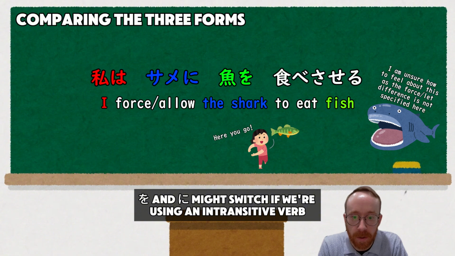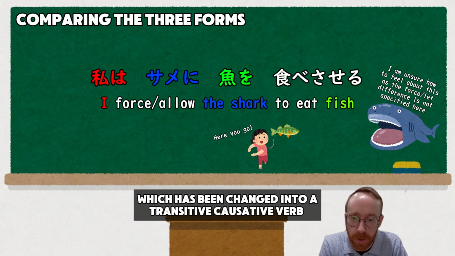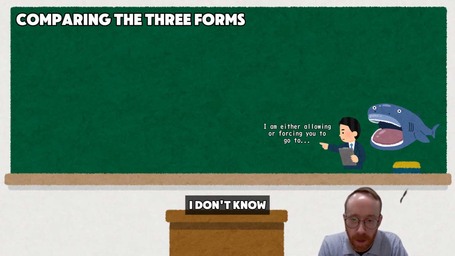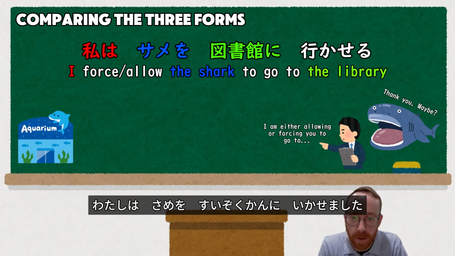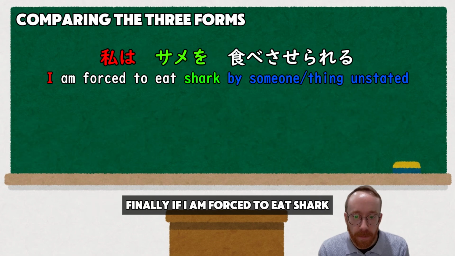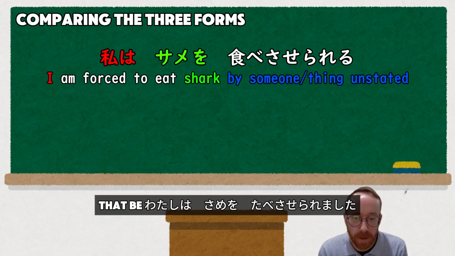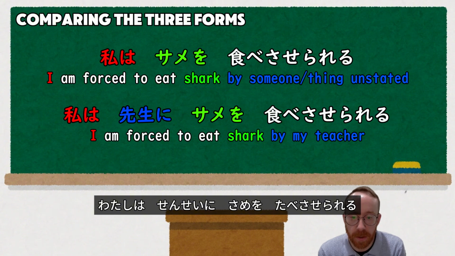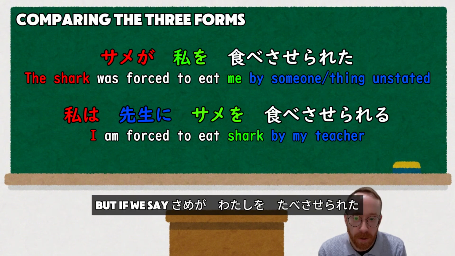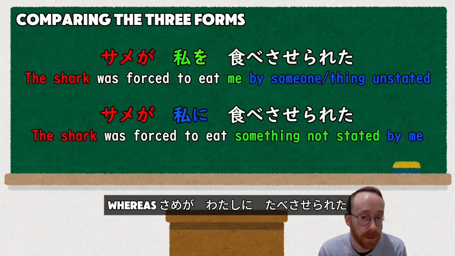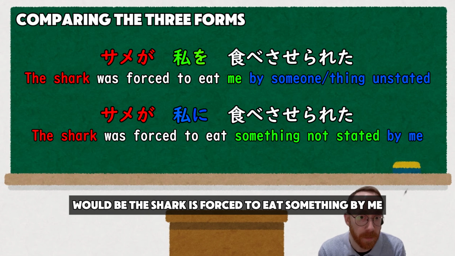Again though, o and ni might switch if we're using an intransitive verb which has been changed into a transitive causative verb. So if I make the shark go to the, I don't know, aquarium, I would say watashi wa same o suizokukan ni ikasemashita. Finally, if I am forced to eat shark, that'd be watashi wa same o tabesaserareru. If I am forced by my teacher to eat shark, watashi wa sensei ni same o tabesaserareru. But if we say same ga watashi o tabesaserareta, that'd be the shark is forced to eat me, whereas same ga watashi ni tabesaserareta would be the shark is forced to eat something by me.